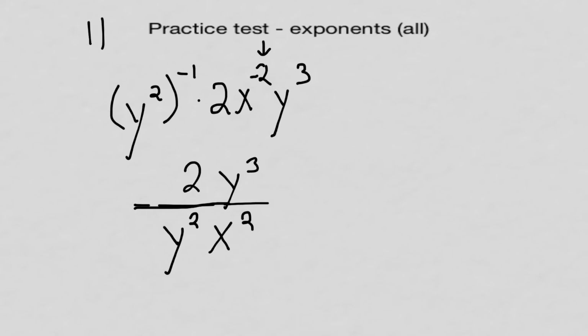All right, all I've got to do is clean this one up. On top I've got y cubed. On the bottom, I've got y squared. When you're dividing like this, and that's what this is, division, you just subtract the exponents. Y cubed, 3 minus 2 is 1. Y to the first, I just put that on top, over top of x to the 2nd.